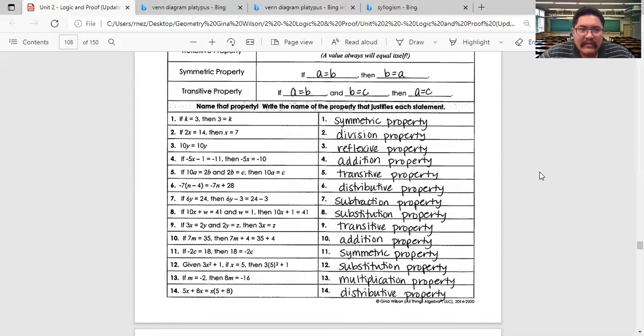So what you're gonna have to do is look at what's going on in each of these statements, and you are going to name the property that happens in each of these statements. All right, so I'm gonna go ahead and let you work on that for a second or two.